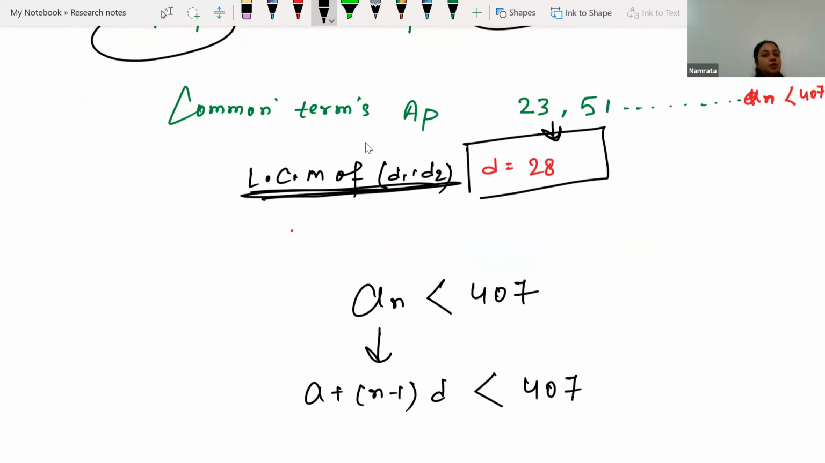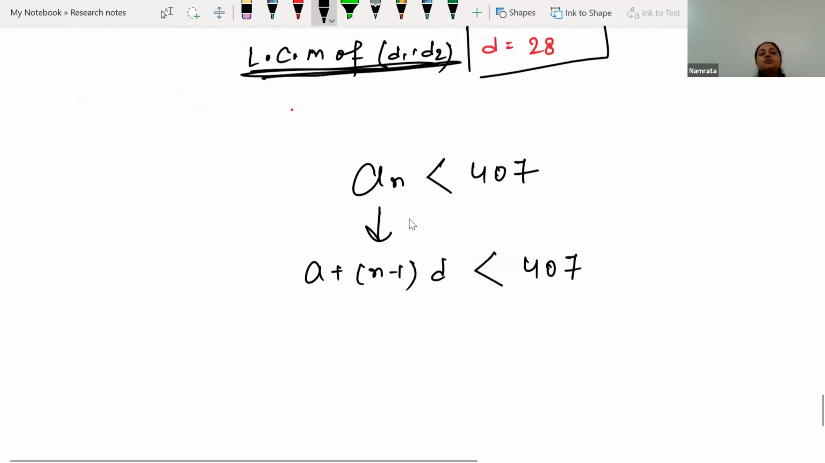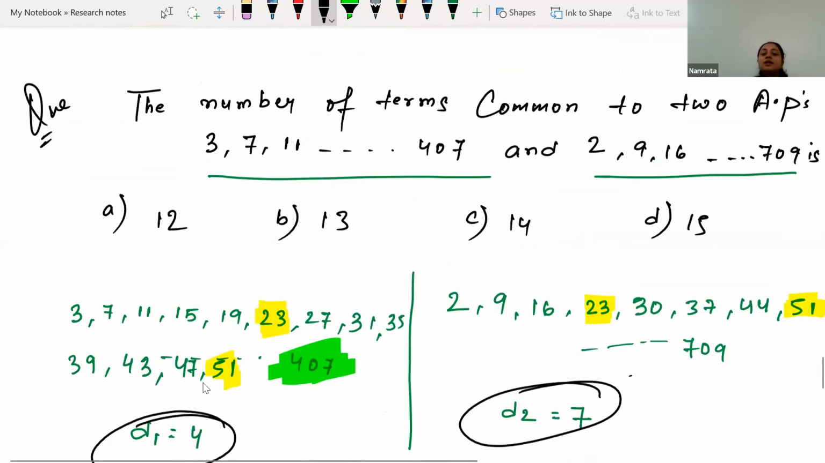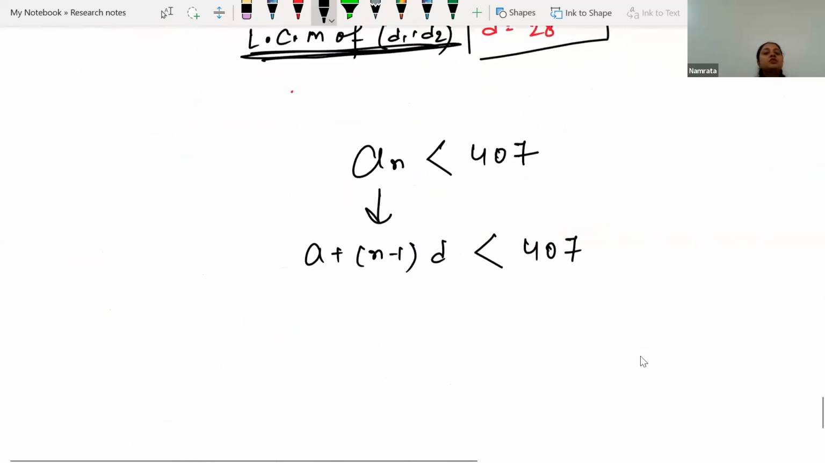Inequality chapter you have learnt, no? Yes, ma'am. That's what we are going to use over here. We don't know what the last term will be, but writing every number till 407 is not possible, and writing all the numbers till 709 with the common difference of 777 is not possible. So what will be the last term, we don't know, but it will be smaller than 407. And we also know how to solve the inequality. So let's make one inequality and solve it.